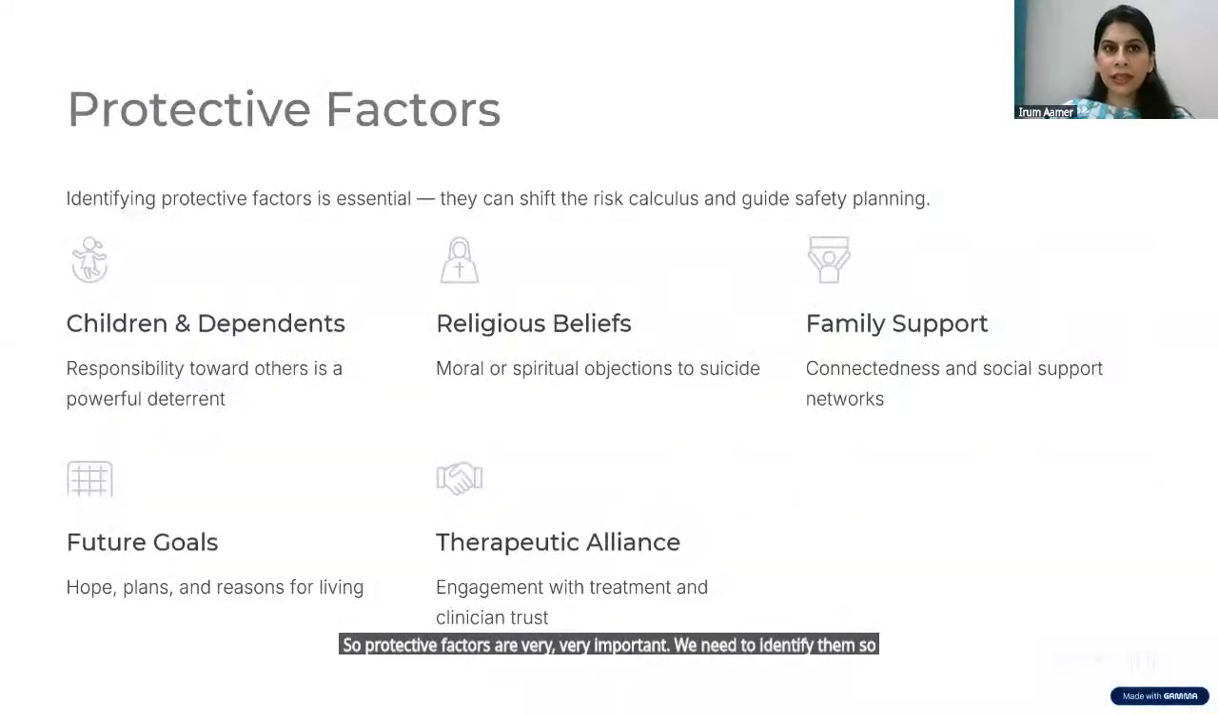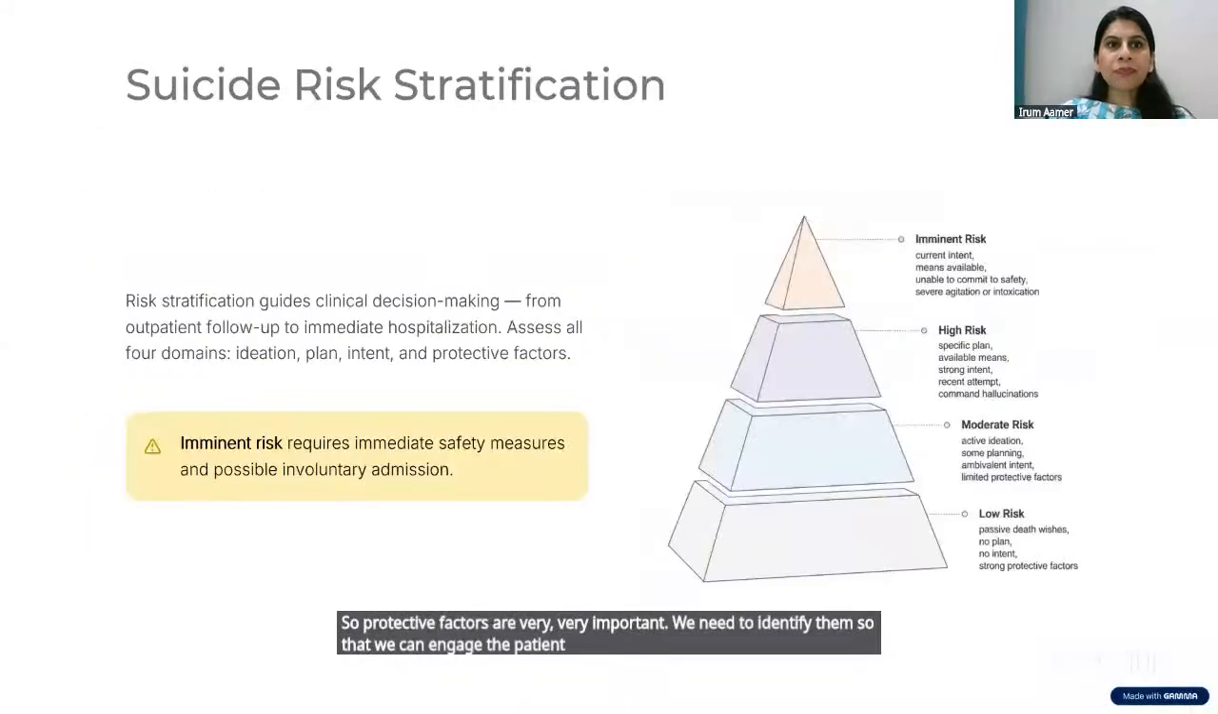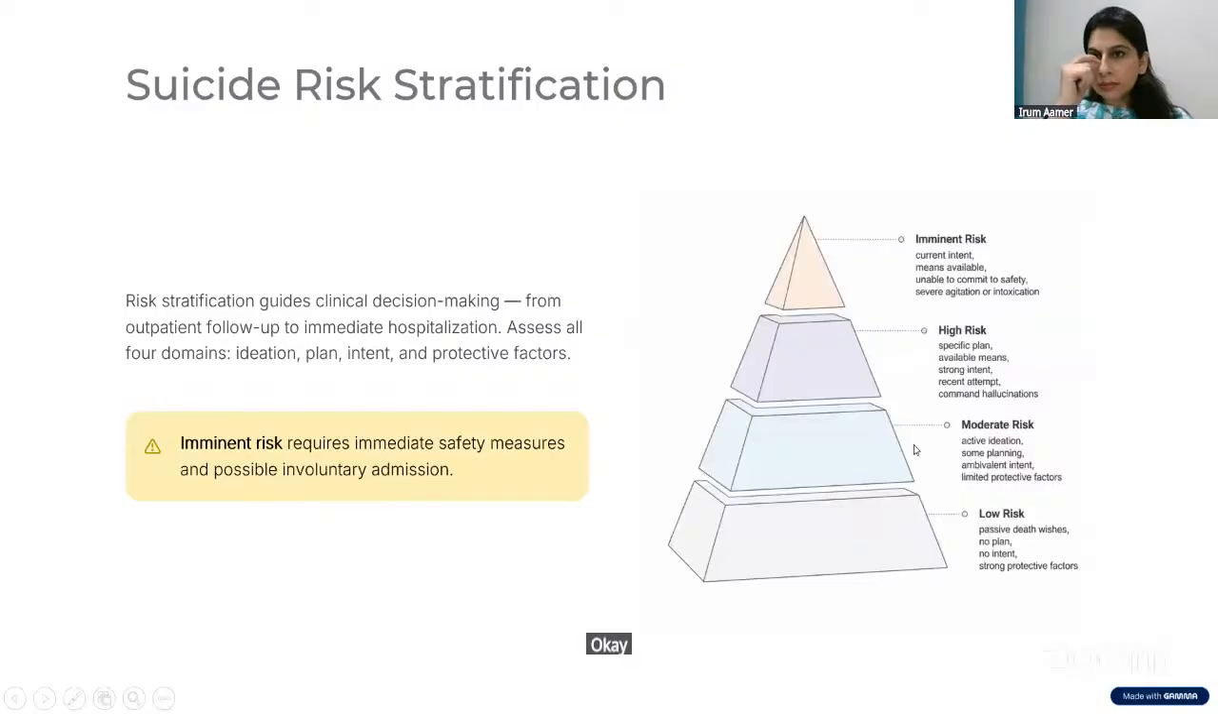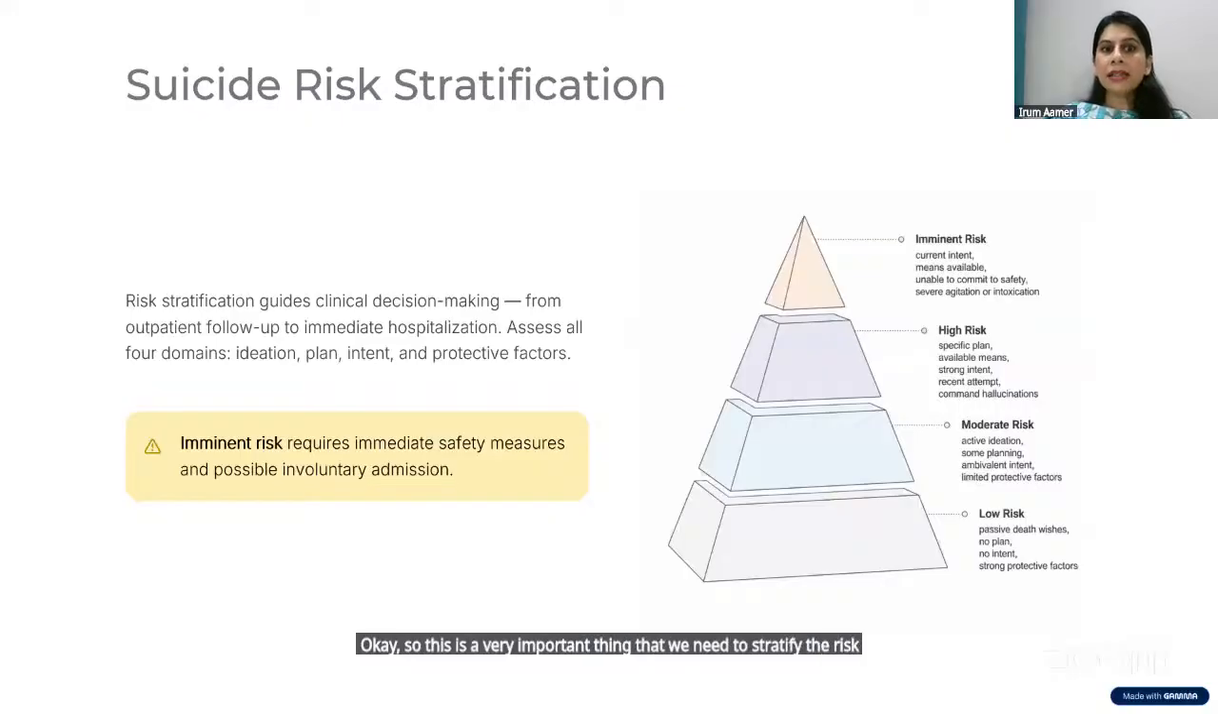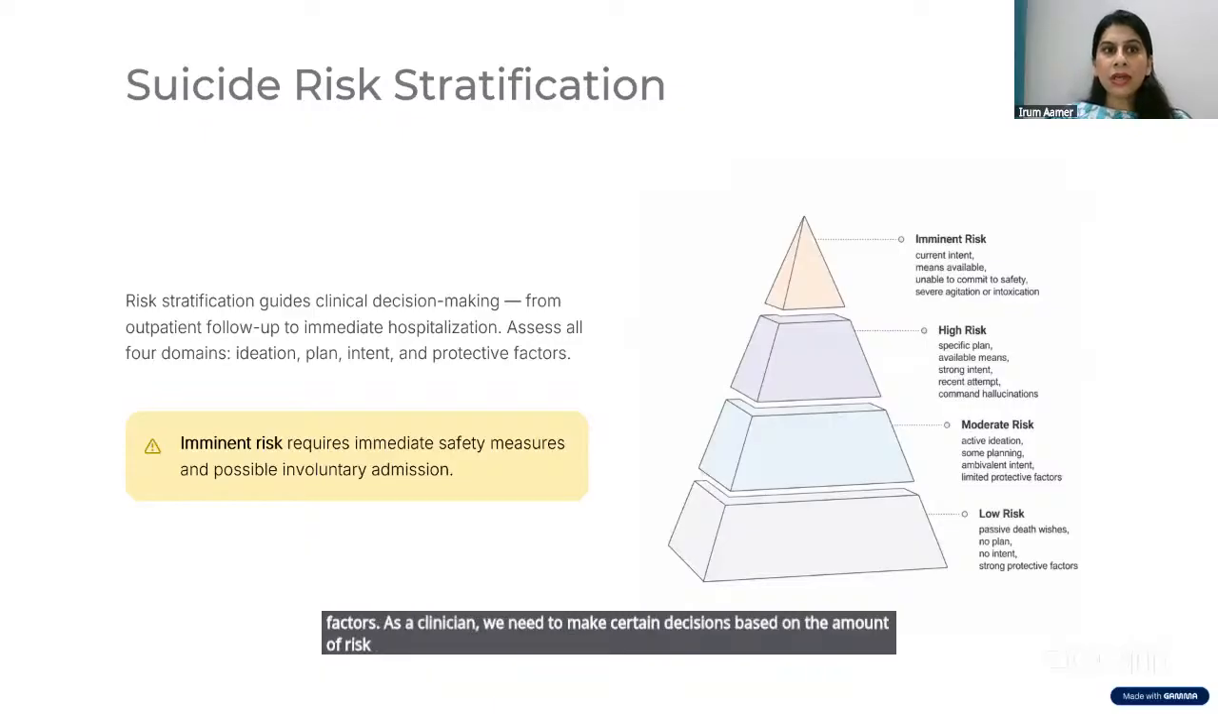Them so that we can engage the patient over there. Okay, so this is a very important thing that we need to stratify the risk factors. As a clinician, we need to make certain decisions based on the amount of risk that the patient poses. So we need to ascertain all the four domains.